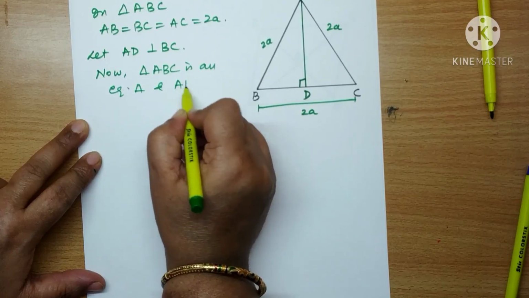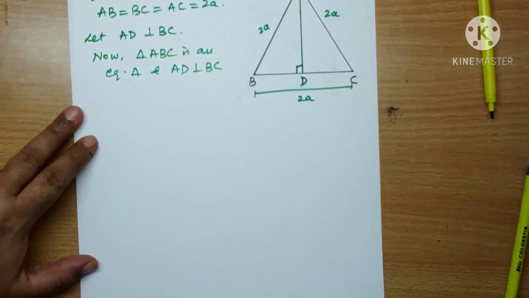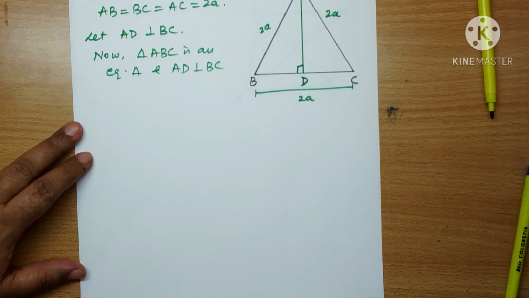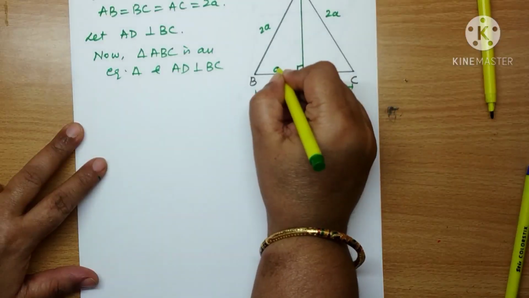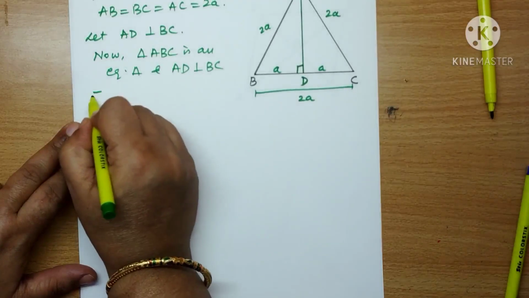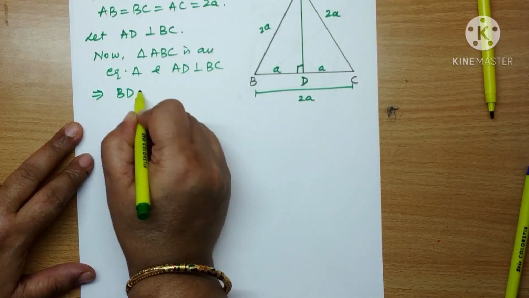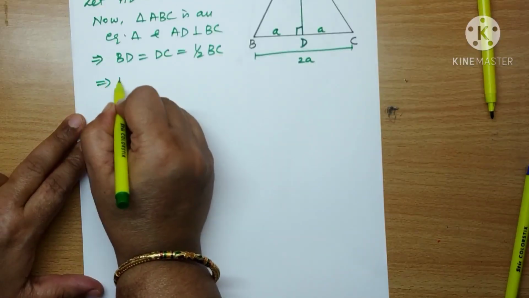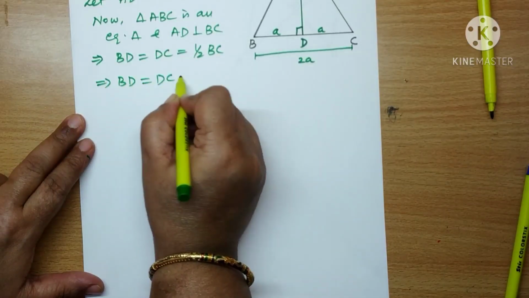And AD is perpendicular to BC. We know in an equilateral triangle, the altitude bisects. The altitude is the median also. It divides the opposite side, so these are equal. This implies BD equal to DC is equal to half of BC. So I have BD equal to DC equal to A.